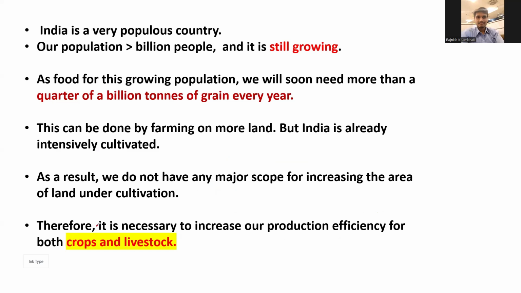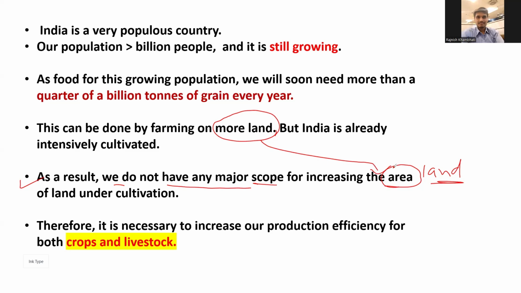See this last line: as a result, we do not have any major scope for increasing the area. We cannot increase the area or land for farming. We can't increase the land under cultivation. See, we require more land, but the answer is that we can't add it. There is no scope. Why is there no scope? Because people are increasing, land is not increasing, it is decreasing day by day.